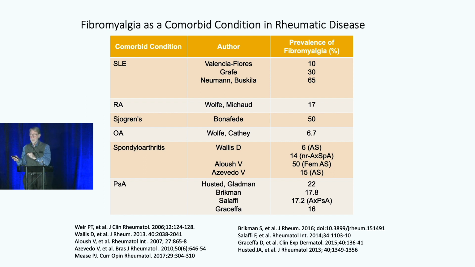This is different than in the general population, where we find fibromyalgia to be present in 2 to 4% of people. So there's something about having a chronic autoimmune disease that contributes to having parallel, ongoing nociplastic pain.